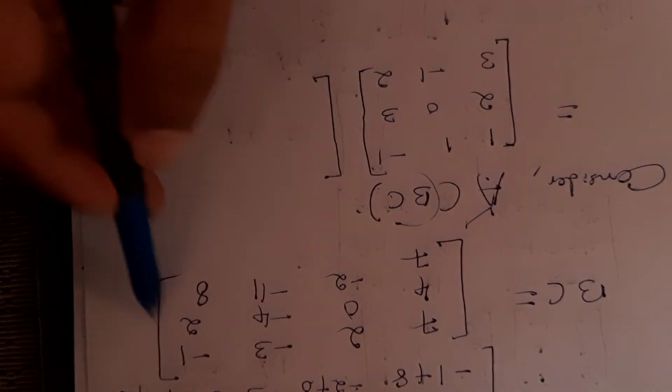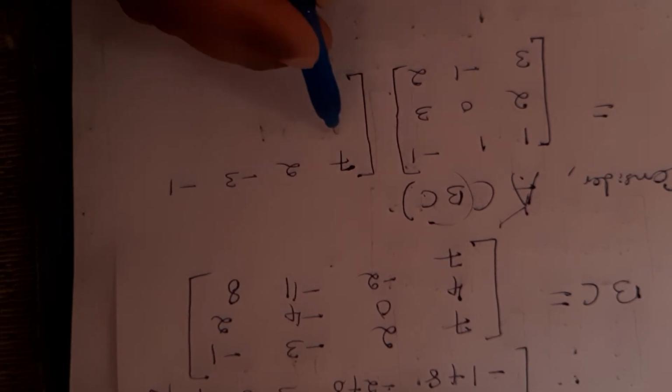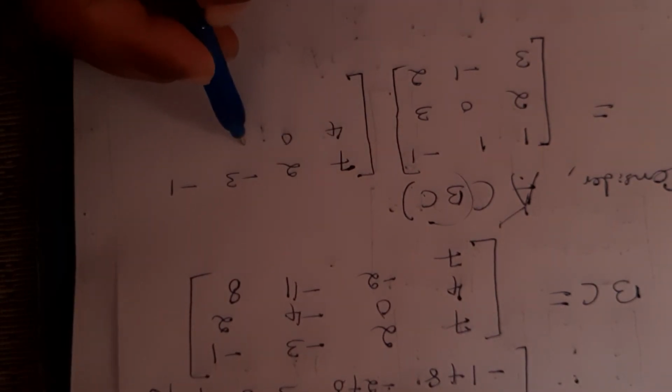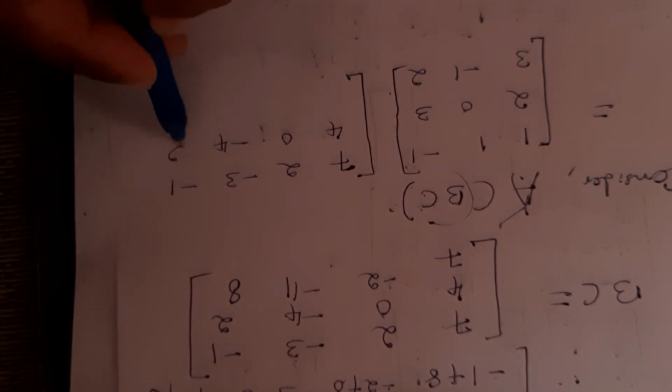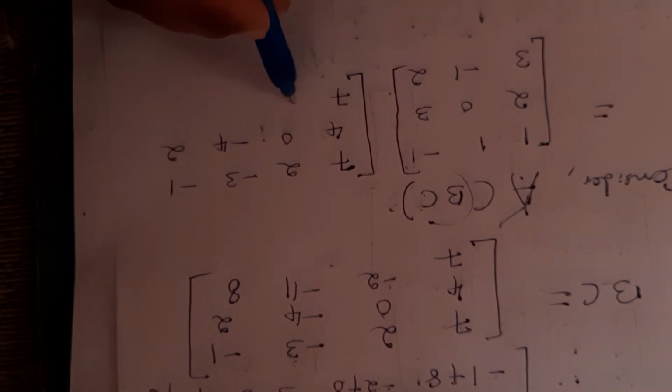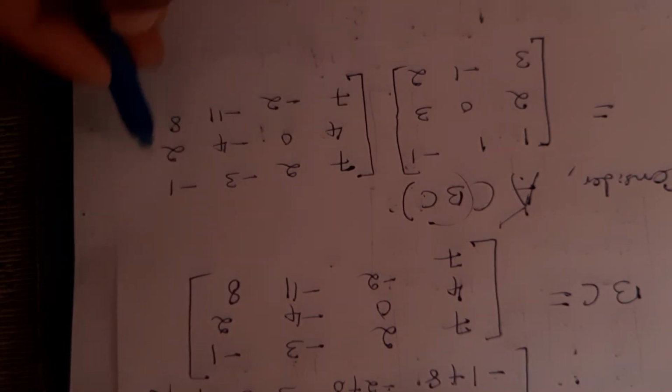See, whatever this BC we got now, I have to write this matrix. So I will write the same thing here. Minus 1, 4, 0, minus 4, 2, 7, minus 2, minus 11, 8. So I write this whole thing here.